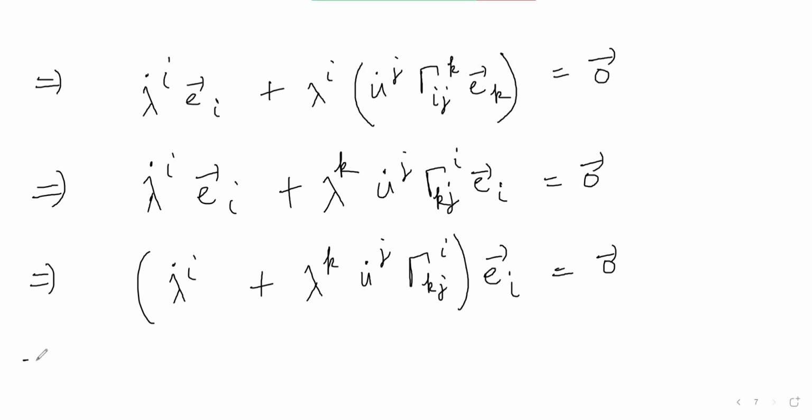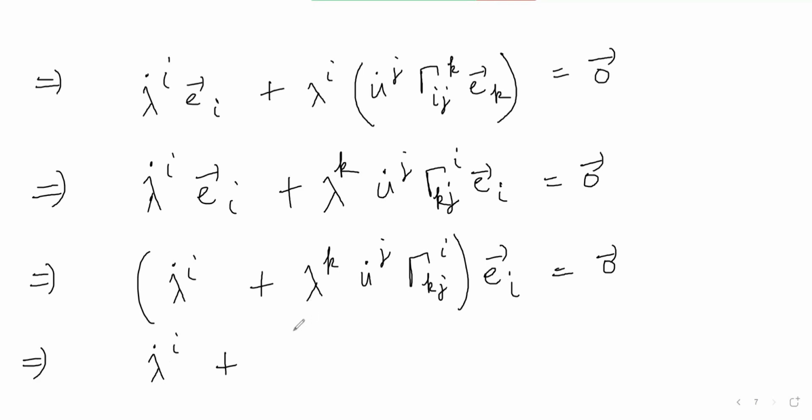So obviously we know very well that the e's are not zero vectors. The base vectors are not zero vectors. Therefore, that means that what's in the bracket is what's actually equal to 0. And what's in the bracket is a scalar. It's equal to 0. So therefore, we've got lambda dot I plus the following.